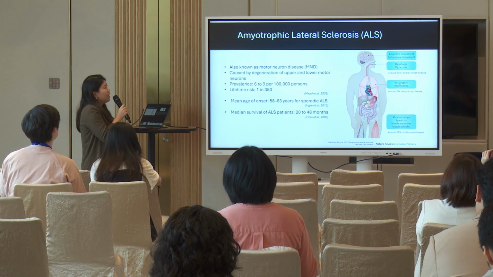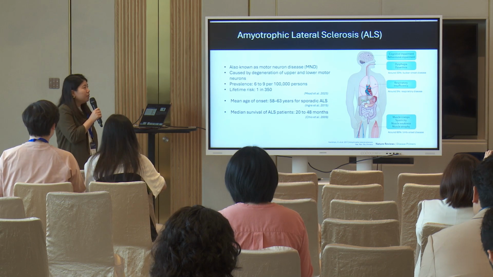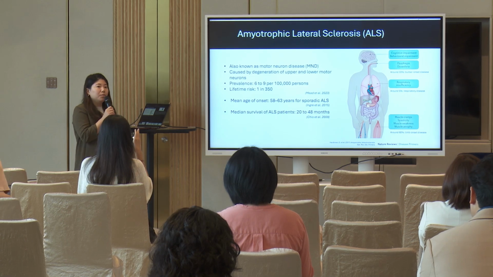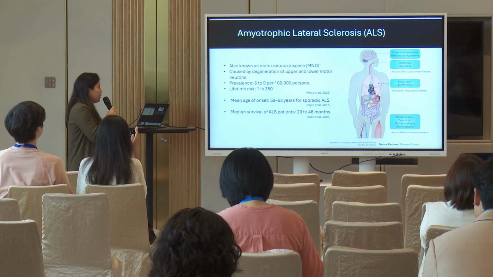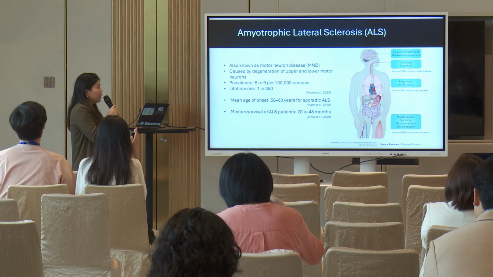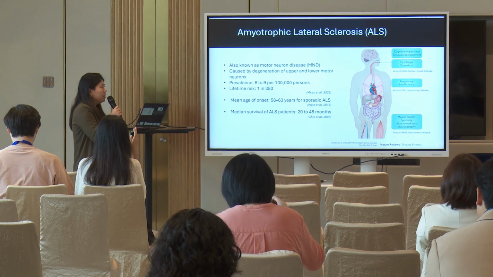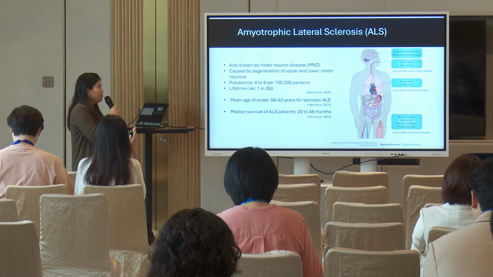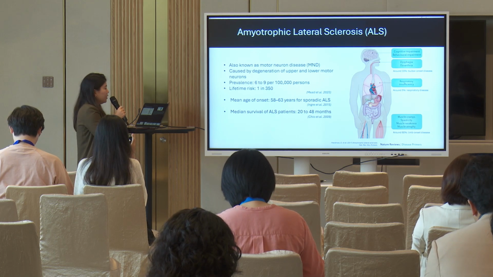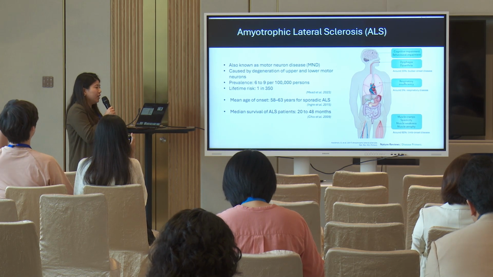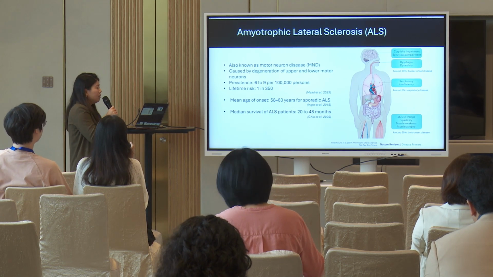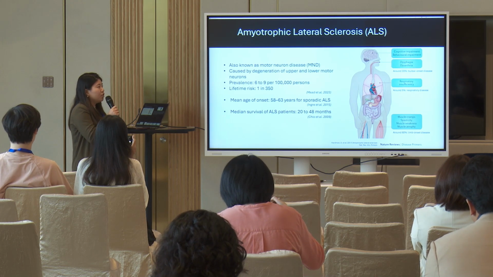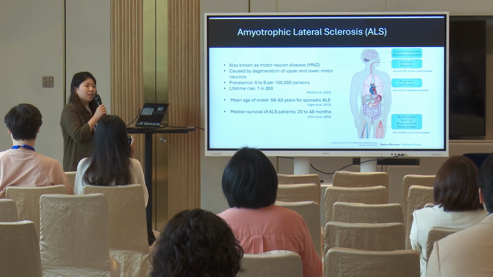ALS, which is amyotrophic lateral sclerosis, is also known as motor neuron disease. It is caused by the degeneration of upper and lower motor neurons, and its prevalence is around 6 to 9 per 100,000 persons. However, as the prognosis is generally poor, with median survival of ALS patients between 20 to 48 months, the lifetime risk of this disease is around 1 in 350. It can present in different ways. Around 1/3 of patients have bulbar onset disease, around 5% with respiratory disease, and just under 2/3 with limb onset disease.